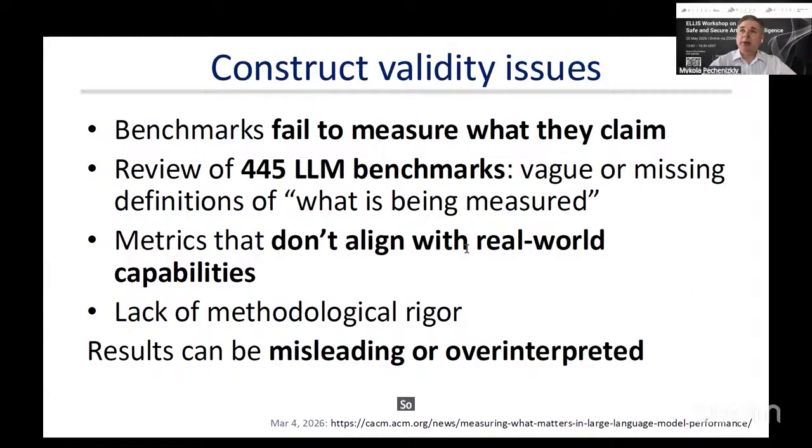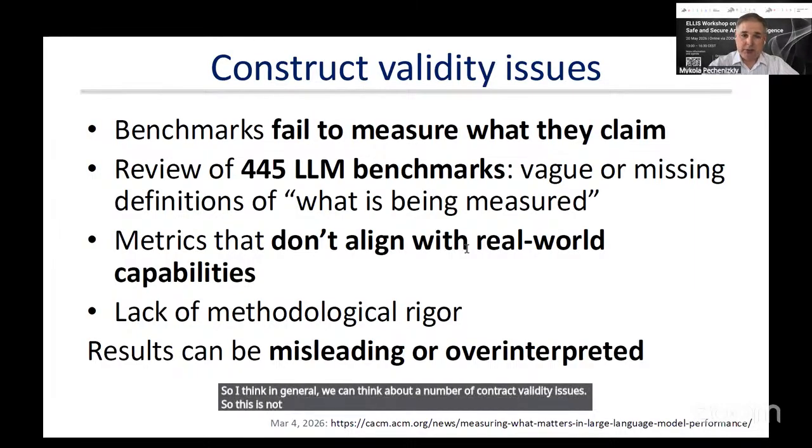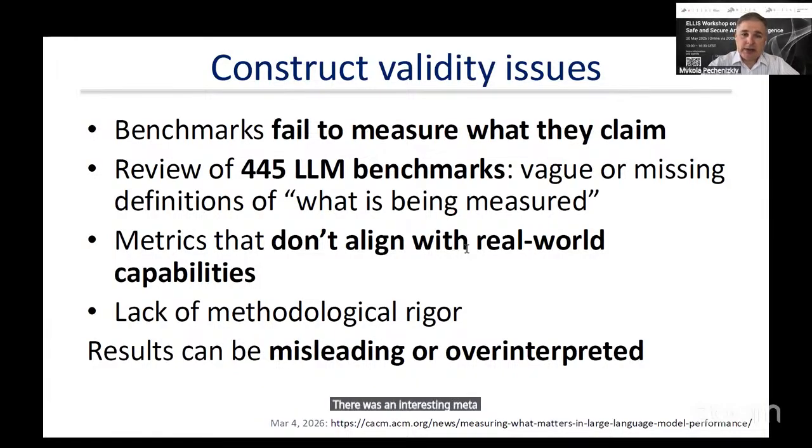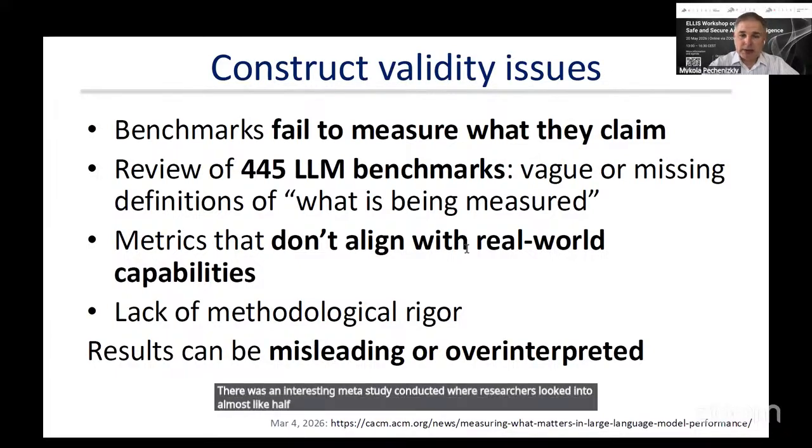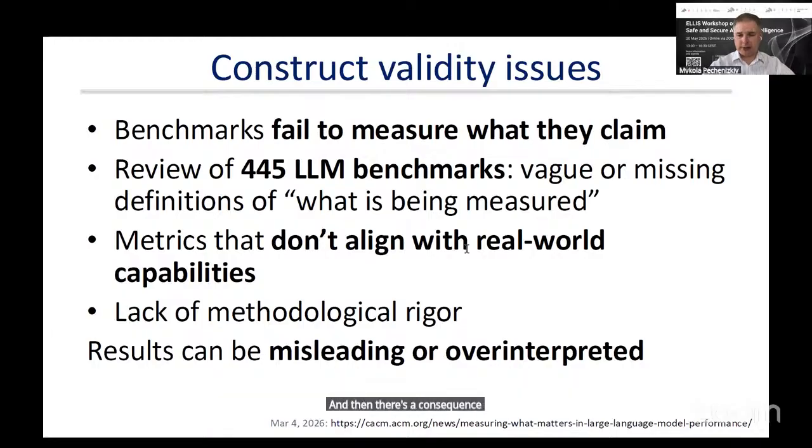So I think in general, we can think about a number of construct validity issues. It's not just about selection of appropriate metrics, it's about the benchmark itself. Does the benchmark allow us to measure what we claim to measure? There was an interesting meta study where researchers looked into almost 5,000 LLM benchmarks, and they found that there is often a vague or missing definition of what has been measured, and metrics often don't align with real-world capabilities. And as a consequence, many of the reported results can be quite misleading.